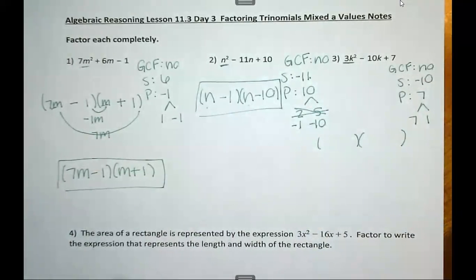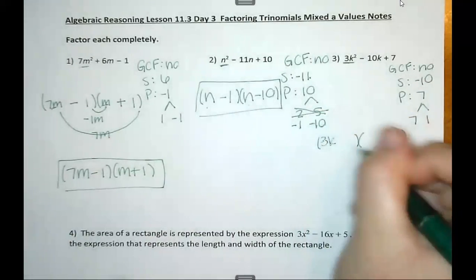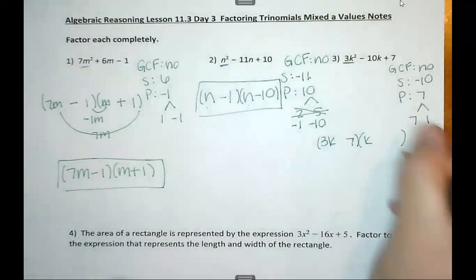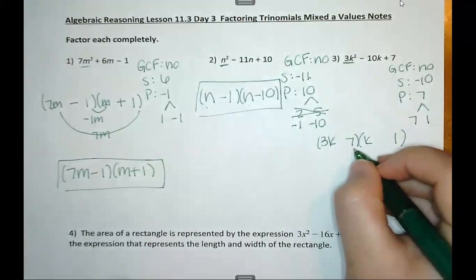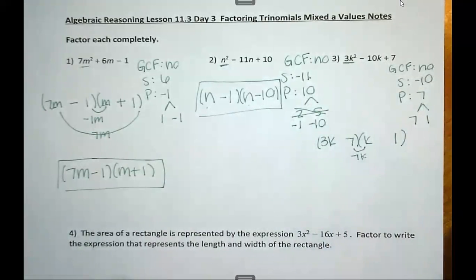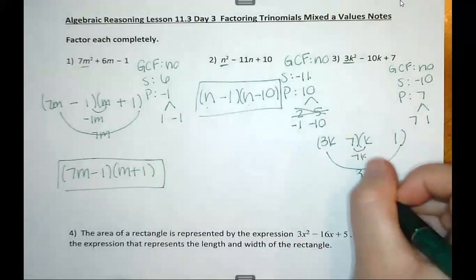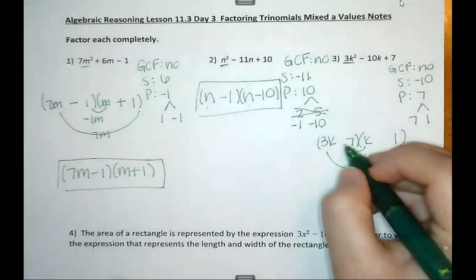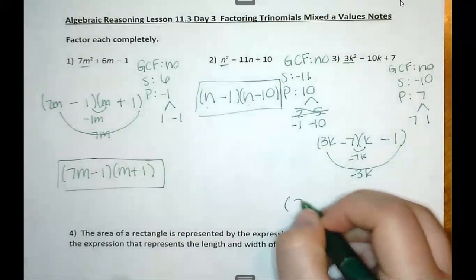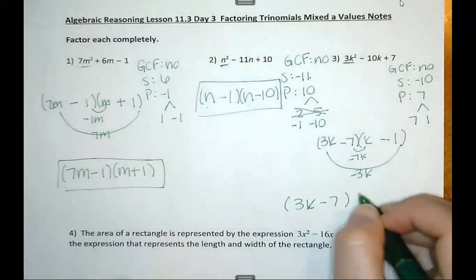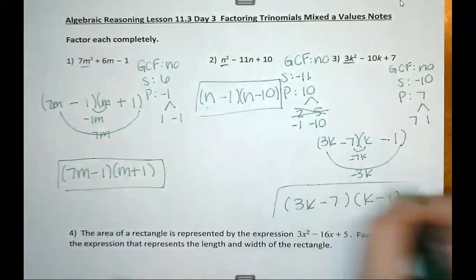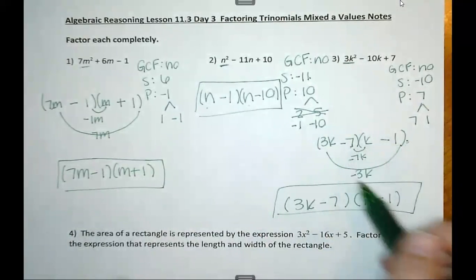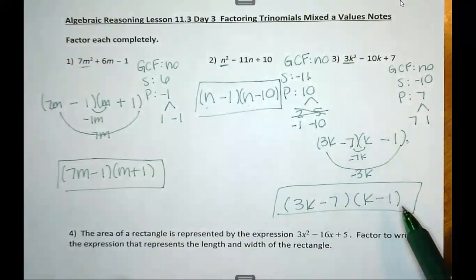I have to have 3k squared in the front. The only way to get that is with 3k and 1k. Then I need to plug in my numbers, 7 and 1. I check the inner, which gives me 7k. I check the outer, which gives me 3k. And I can make that give me -10. I just need to make both of these negative. So my answer is 3k minus 7 times k minus 1. Now, if I would have put the -1 here and the -7 here, my numbers wouldn't have worked. So remember, we won't always guess the right way on the first time.